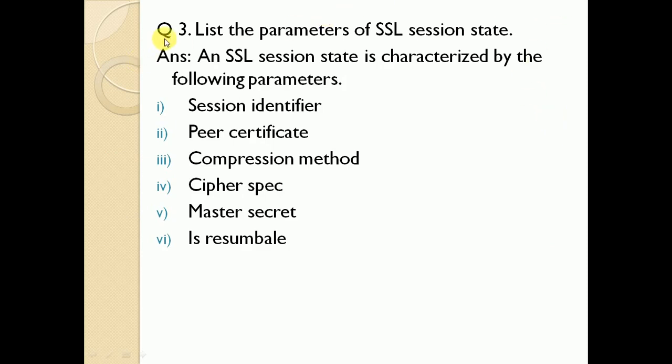List the parameters of SSL session state. Now we'll see SSL, which means Secure Socket Layer, which is used to provide security on the internet. An SSL session state is categorized by different parameters. Those are session identifier, peer certificate, compression method, then cipher specification, then master secret, and is resumable.